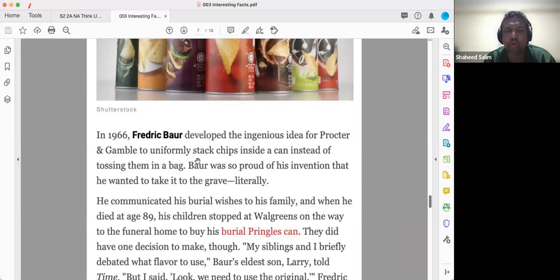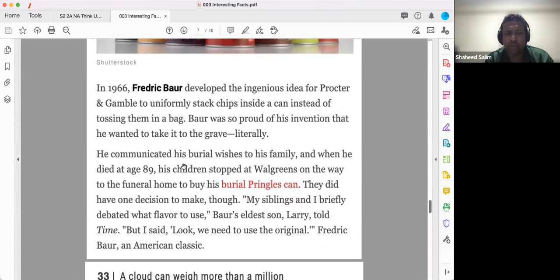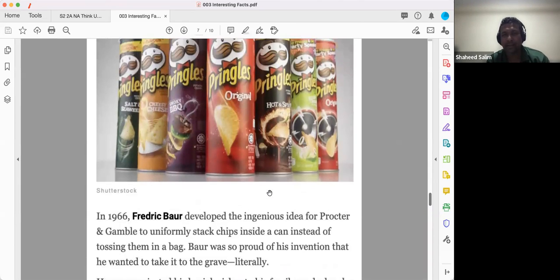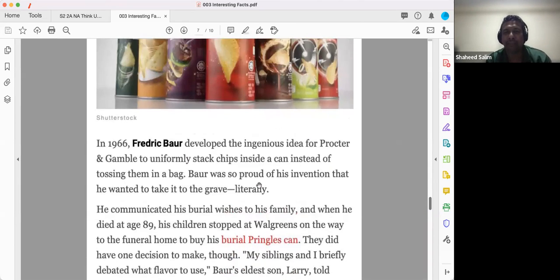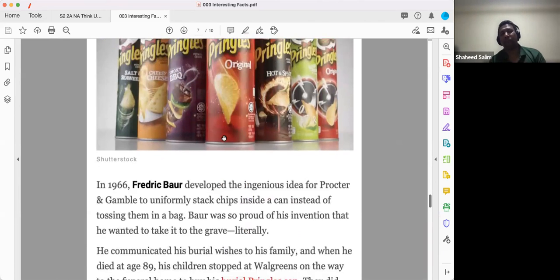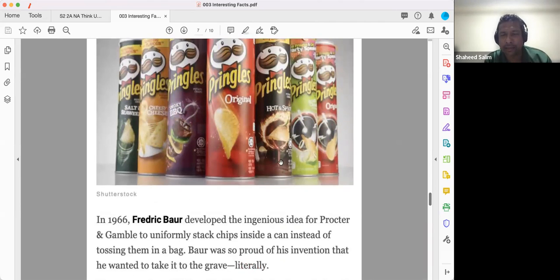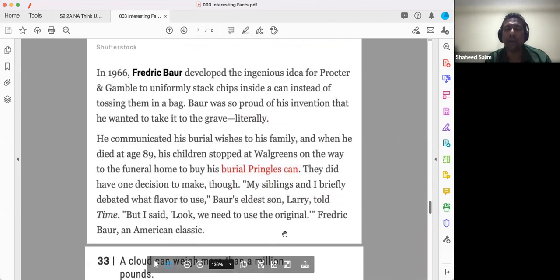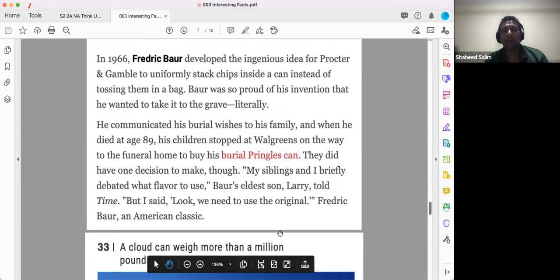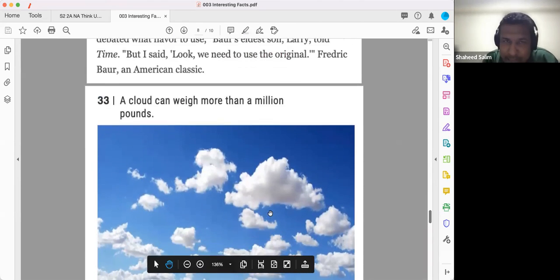But this guy was so proud of his achievement. When he died at the age of 89, he told his children, please bury me in my grave with some Pringles can. You know Pringles? So if you dig up his grave, you can find Pringles inside, buried with him. Okay, but we Muslims, we don't do that. So the children said, we do not know what to do. Which flavor do we buy for our dad? He's now in the grave. So they decided to buy the original. So such things happen.